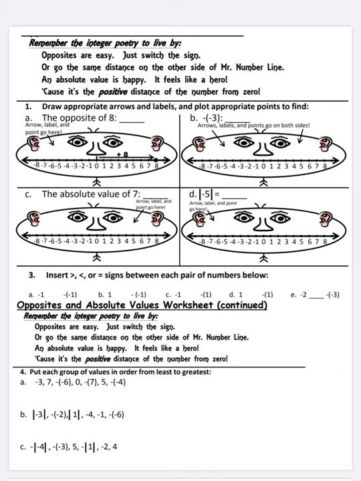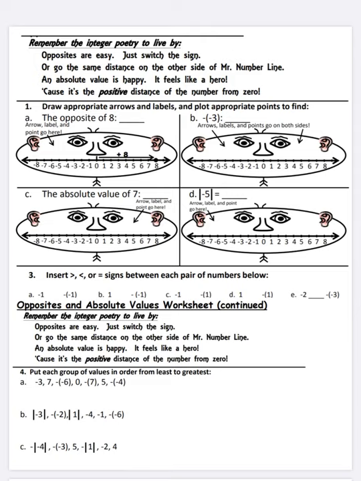Let's do a little bit more review on opposites and absolute values to help us compare and order integers. So let's review our integer poetry. Opposites are easy, just switch the sign or go the same distance on the other side of Mr. Number Line. An absolute value is happy, it feels like a hero, because it's the positive distance of the number from 0.